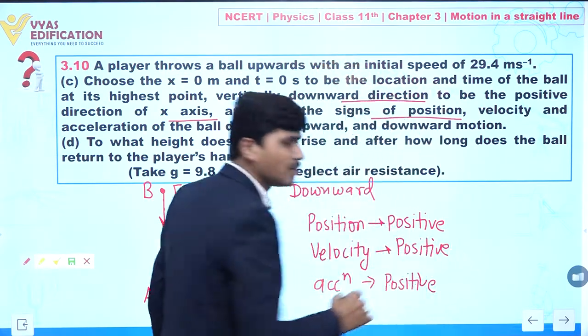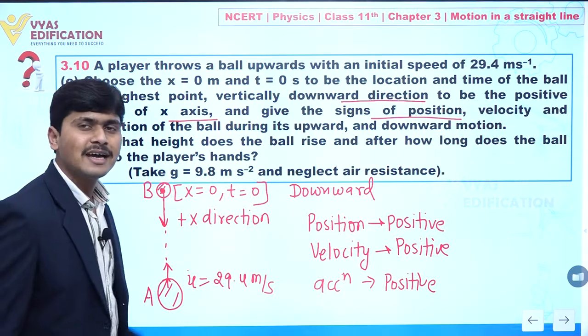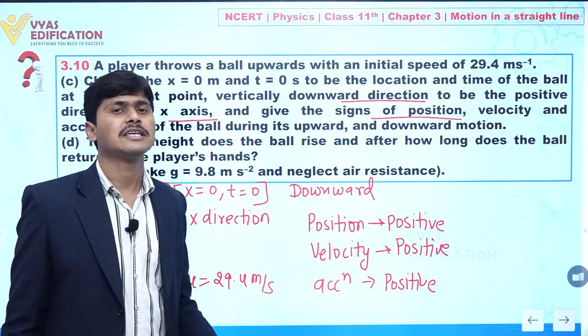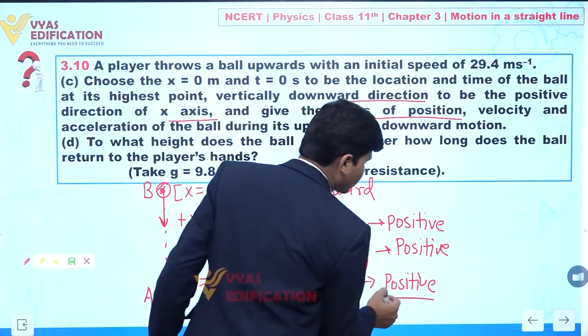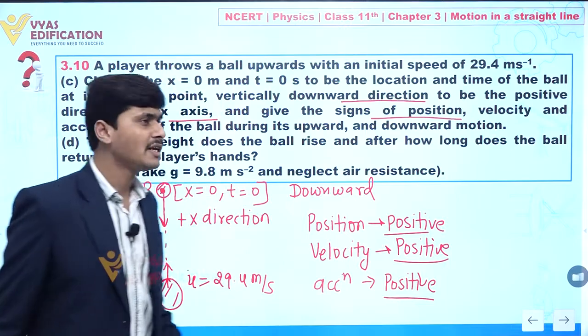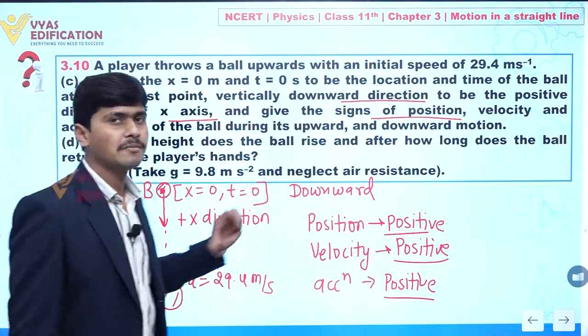This is also positive because when the ball is here, it is moving in a downward direction and the velocity vector is also in the same direction as you have assumed positive. Clear? And acceleration is positive. It means all are positive. Clear to you? So this is all about sign, or we can say this is all about part number C.